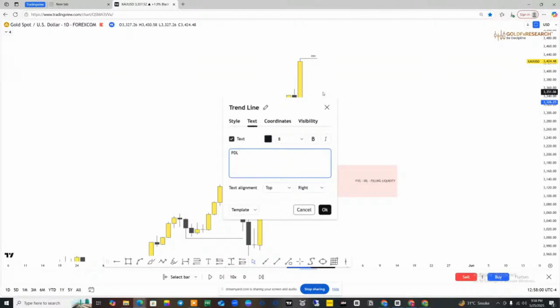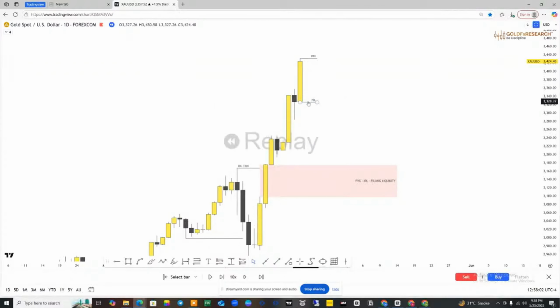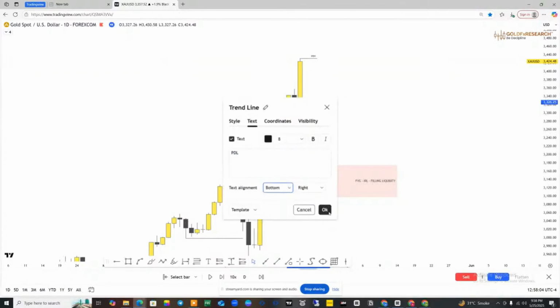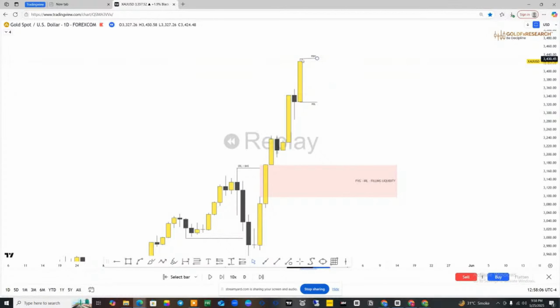This is the previous day low. So we've taken out the liquidity of the previous day high and previous day low. Now, what do we have to wait for? Since our daily bias, our daily structure, what the chart is showing us is that the market is moving bullish.